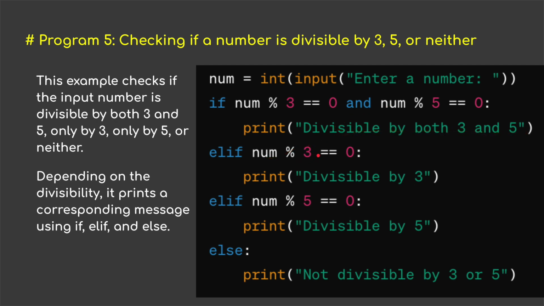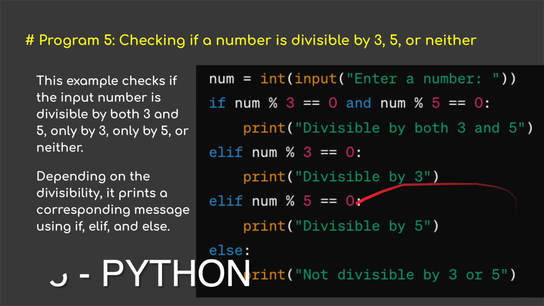If the number is divisible by 3 with no remainder, print divisible by 3. If number is divisible by 5, i.e. 20, no remainder. Else print not divisible by either 3 or 5. So let's have a little look at this.